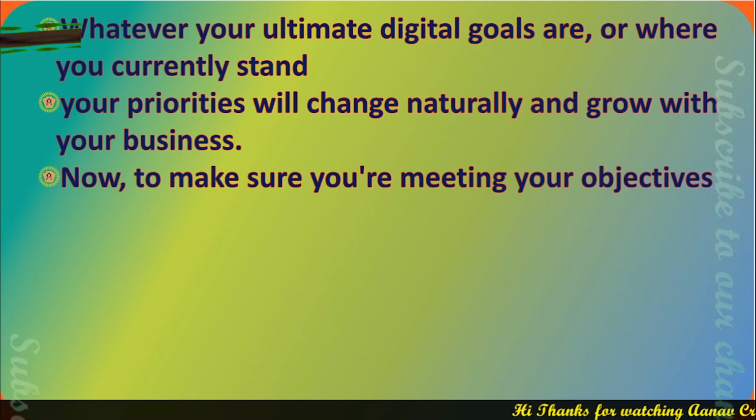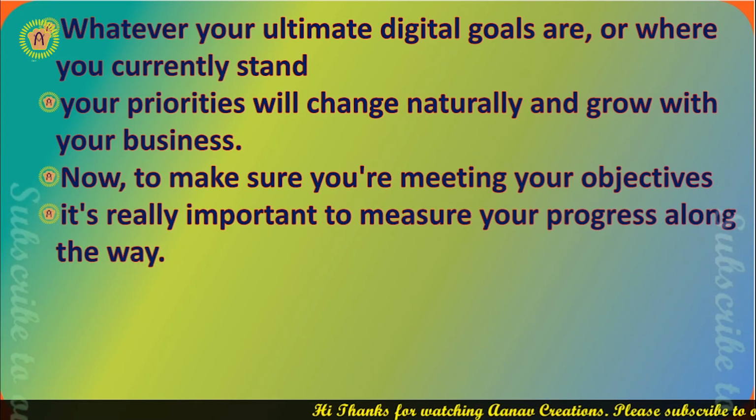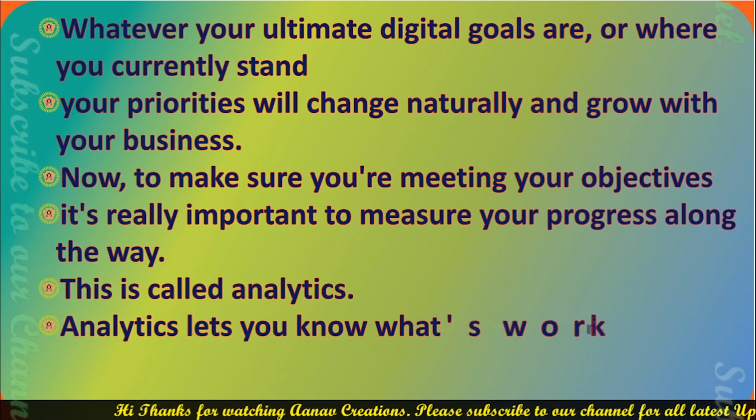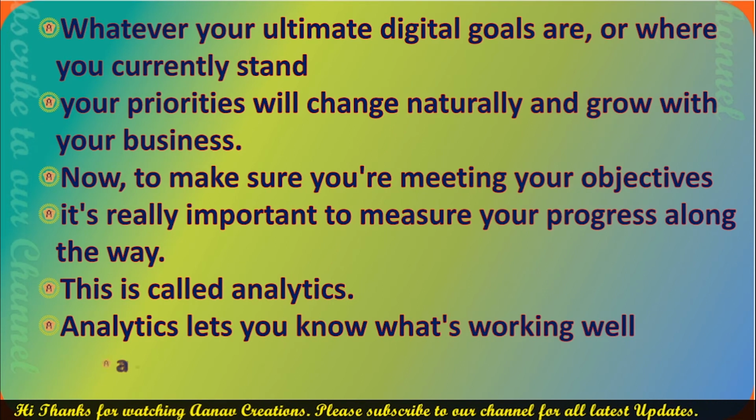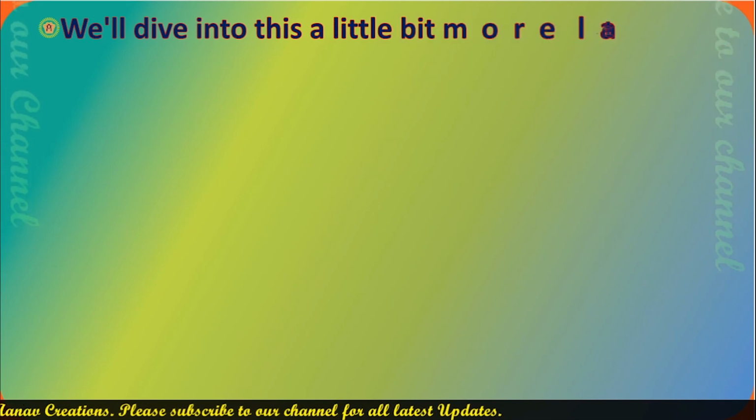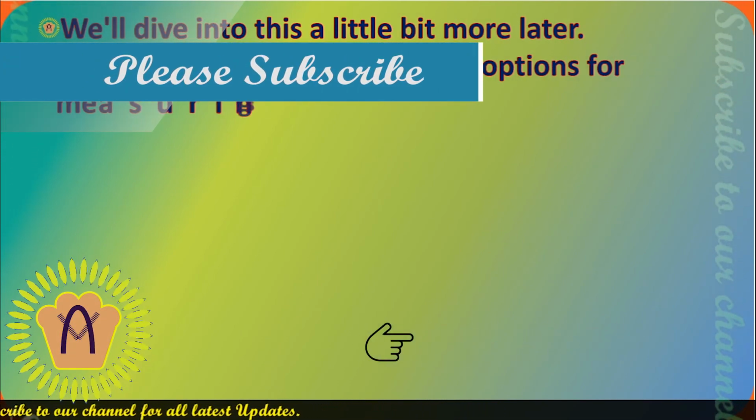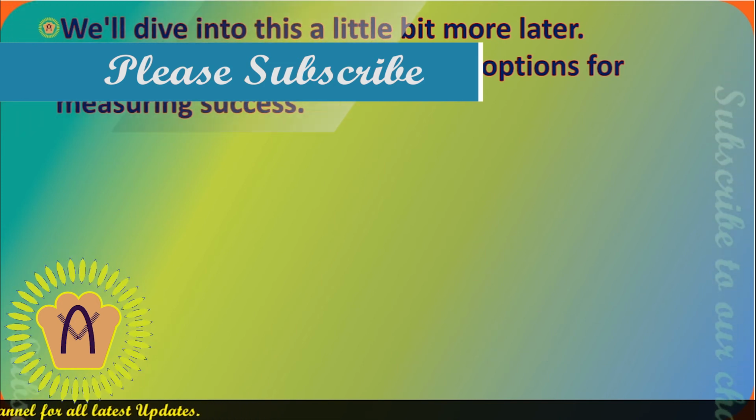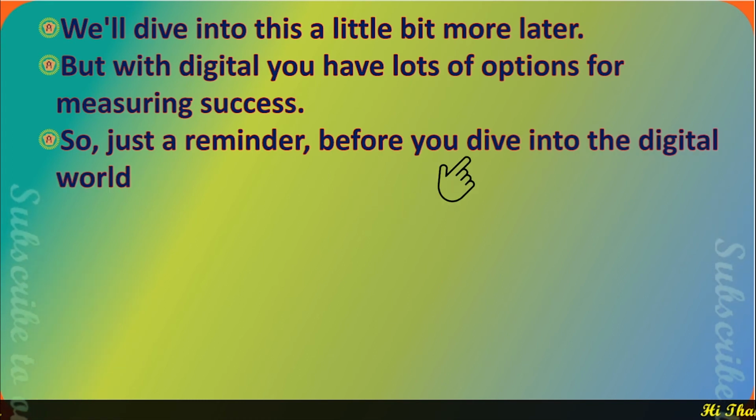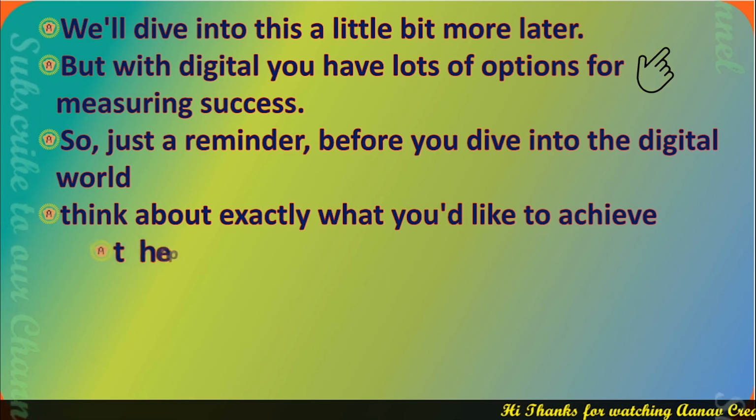Now, to make sure you are meeting your objectives, it's really important to measure your progress along the way. This is called analytics. Analytics lets you know what's working well, what could be tweaked, and what is not working for you. We will dive into this a little bit more later, but with digital you have lots of options for measuring success. So just a reminder, before you dive into the digital world, think about exactly what you would like to achieve.